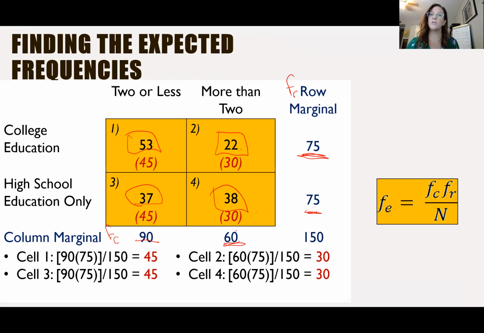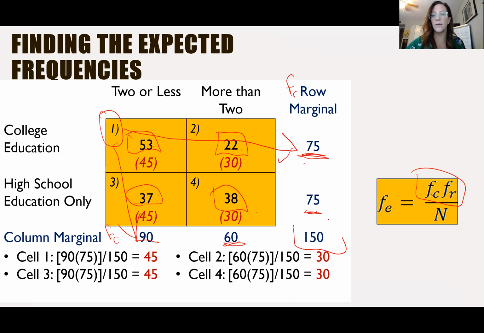So what we want to do is, for each cell, line up its row and column totals. For cell number 1, we're going to look over here, and we're going to look down here, and line them up. So 75 times 90, the row and column frequencies, divided by our total sample size, which is 150. If you add up 75 and 75, that's 150. And if you add up 90 plus 60, it's 150. So that's how many people participated.